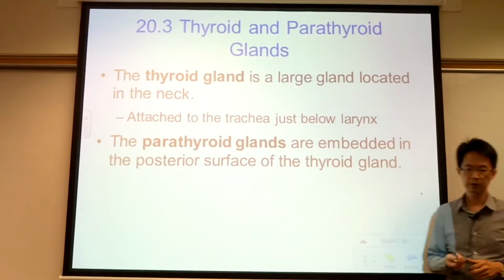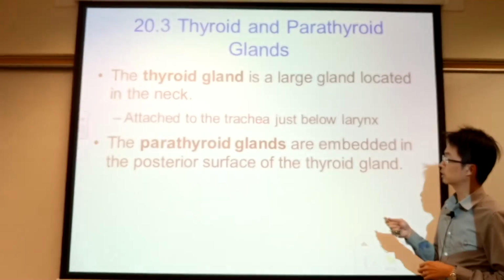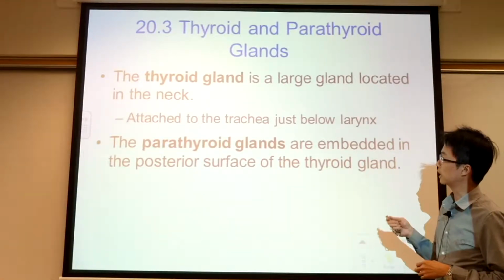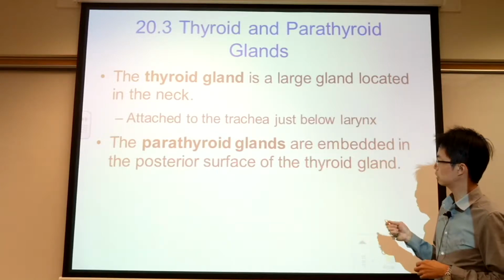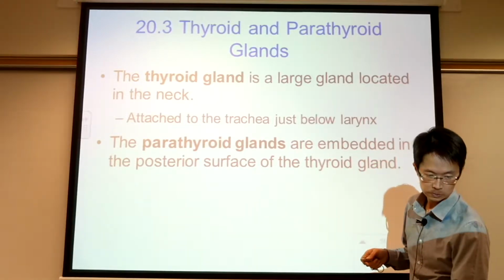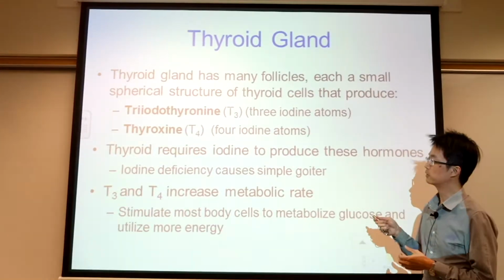So we talk about thyroid gland. Thyroid gland is located attached to the trachea, below the larynx. Parathyroid glands, they are on the posterior surface of the thyroid gland. So thyroid gland, they make T3 and T4.